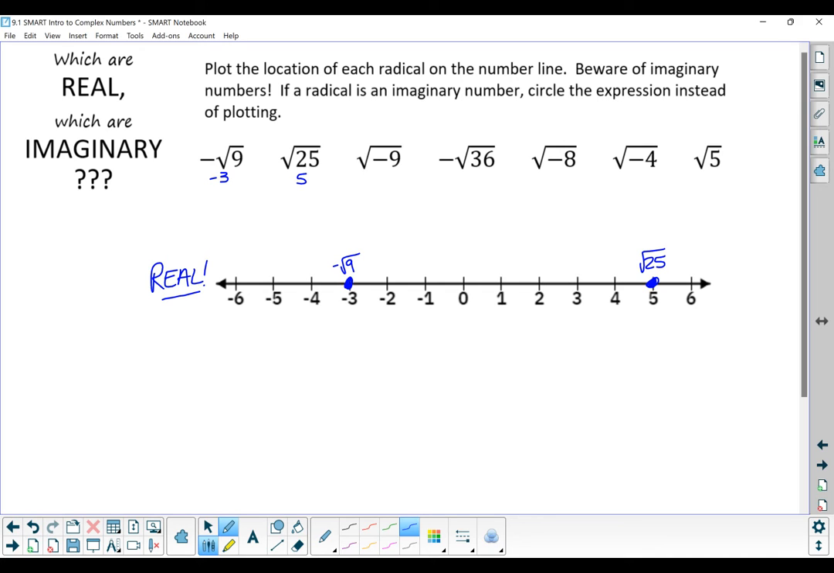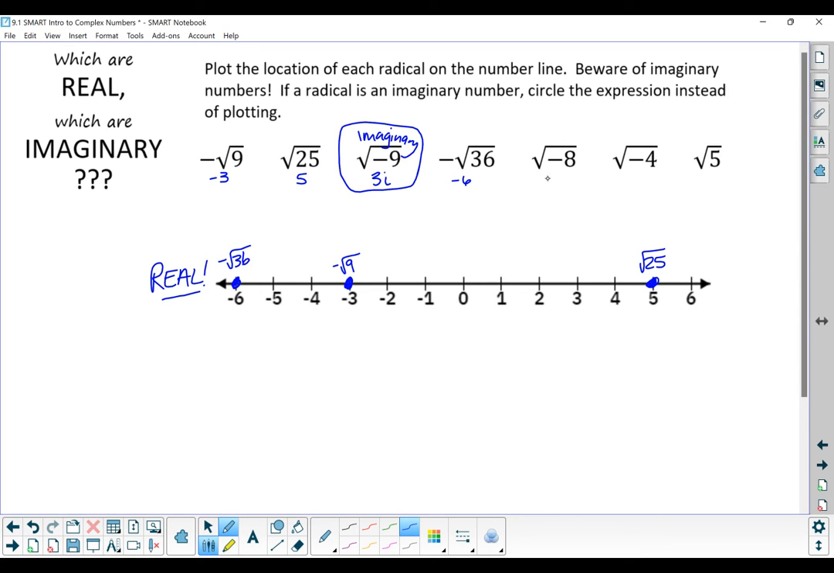Our next one is the square root of negative 9. Well, that negative inside the root means this is an imaginary answer. It is 3i. And because it is imaginary, we cannot plot it. We'll just circle it up. The square root of negative 36. Well, that's the same as negative 6. That's a real number, so we can plot it on our number line.